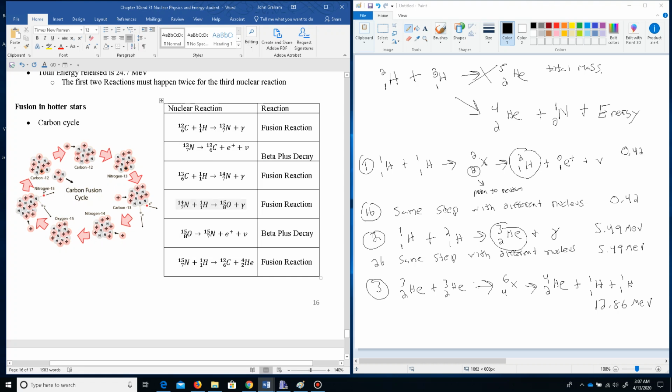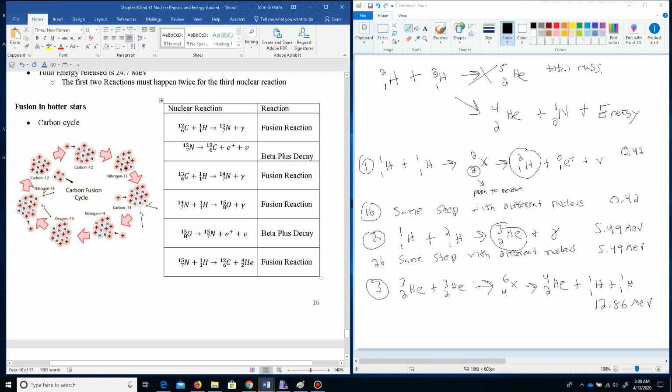And then eventually that nitrogen will react with a hydrogen, and you get an oxygen and gamma ray release, so you get another fusion reaction. Then the oxygen will go through a beta plus decay, getting down to, hold on a second. Yeah, getting down to nitrogen. I just want to double check that I had something right. And releasing a positron and a neutrino. And so you have a beta plus decay.